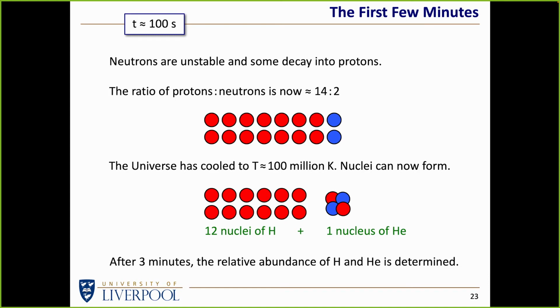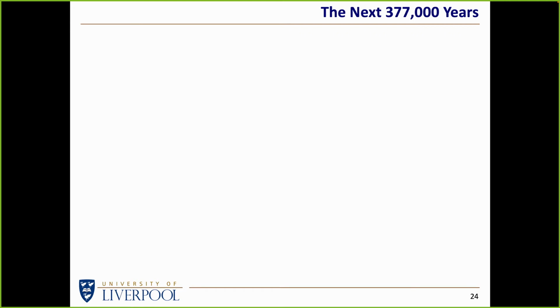The fact that this theory correctly predicts the abundance of hydrogen and helium is one of the reasons we believe that the Big Bang theory is the best theory to explain our universe. It gets that particular prediction correct.